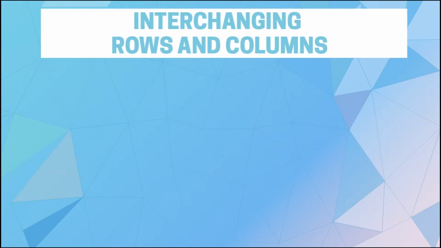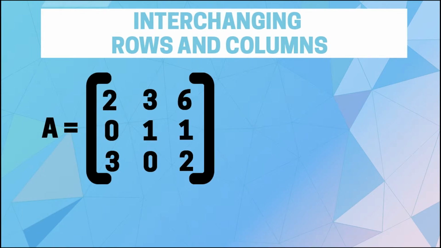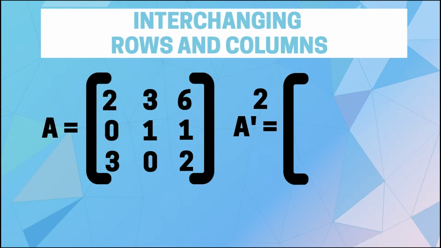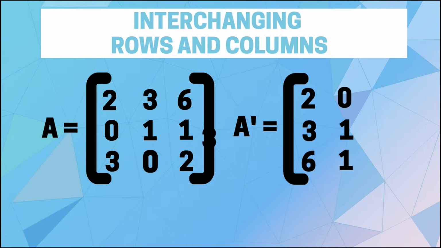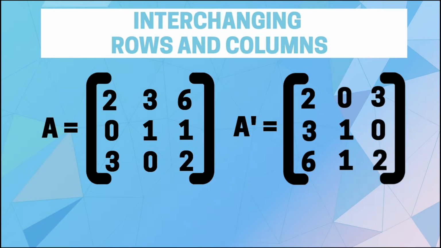If A is a matrix of order 3 by 3 and we transpose the matrix, the elements in the first row take the place of the first column. The elements in the second row take the place of the second column, and the elements in the third row take the place of the third column. The order, however, remains the same as 3 by 3.